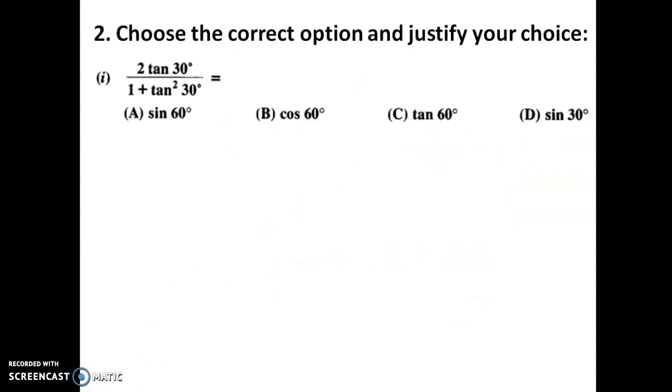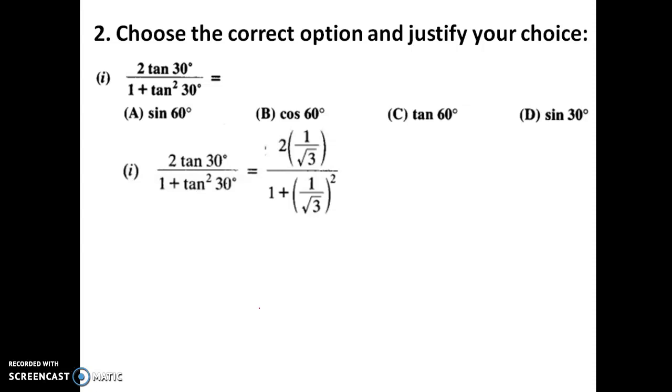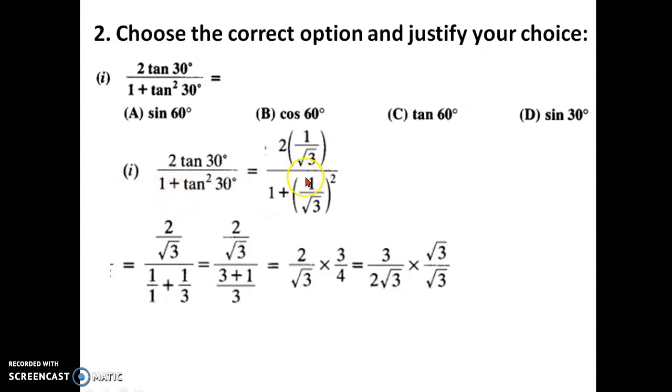Choose the correct option and justify your choice. 2 tan 30 divided by 1 plus tan square 30 equals to. So which one we should find out? First start solving the given problem, then we can find out which will be the right option. So what is tan 30? Tan 30 is 1 by root 3. So tan 30's value is substituted, then do the squaring in the denominator. So tan square 30, do the squaring, so you will get 1 by 3. That's why you are getting this.